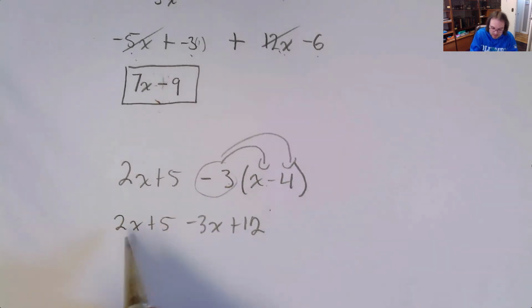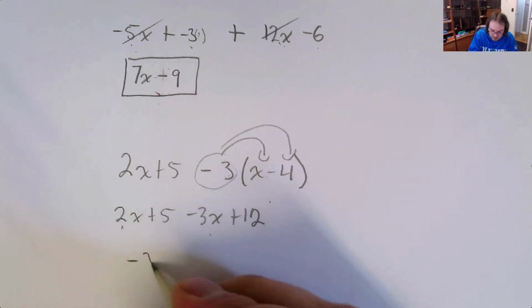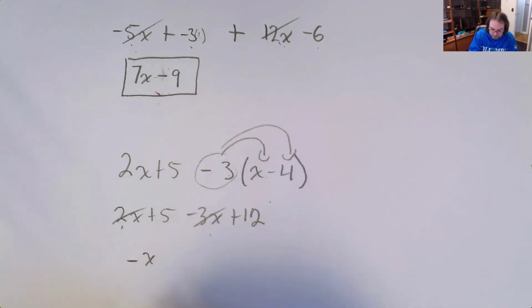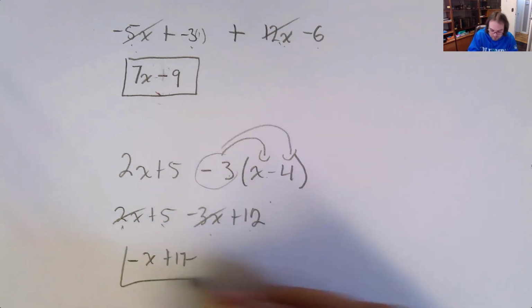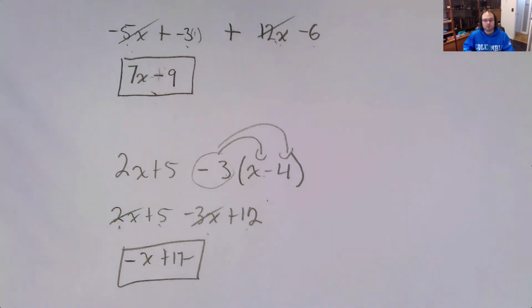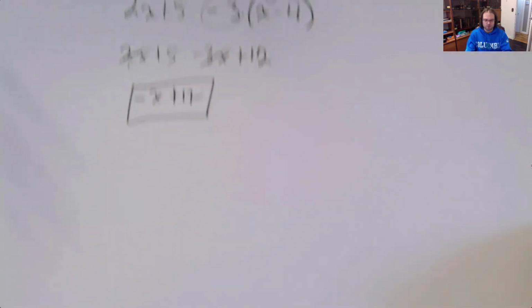I combine these now. I have a 2x and then a minus 3x, which will give me negative x, or negative 1x. Then I have a 5 and a positive 12, which will give me plus 17. And that's it.